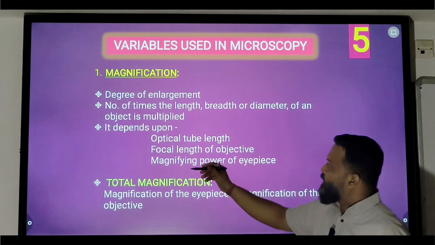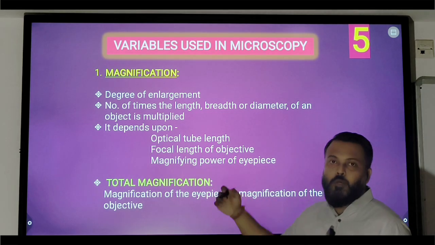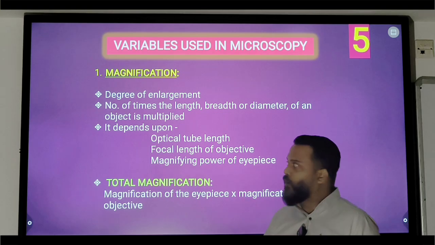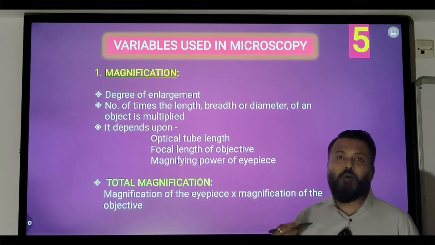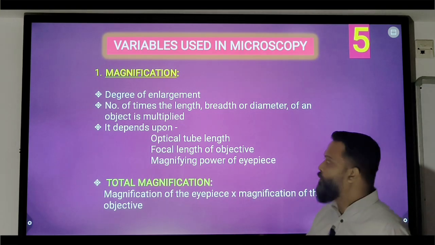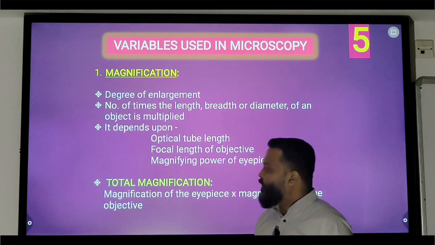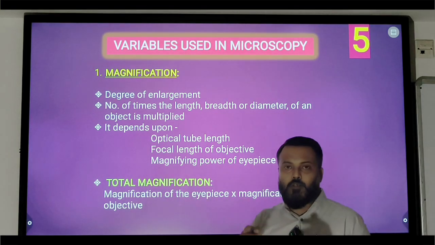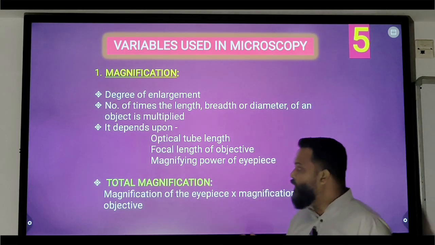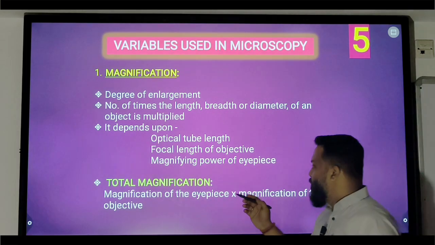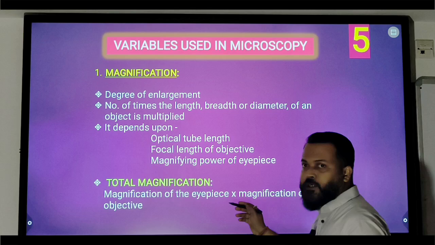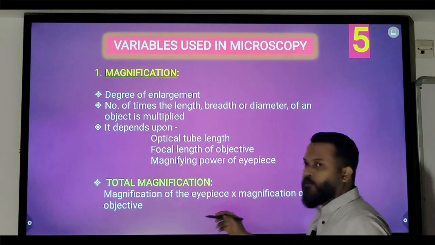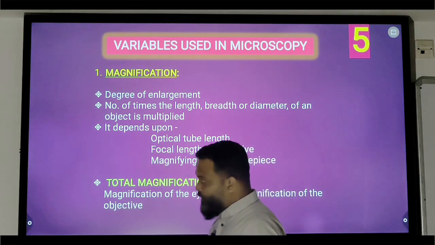These are the three major factors which are responsible for a better quality magnified image that you will be able to visualize. Now if we want to define the total magnification of a particular microscope, we have to multiply the magnification of the eyepiece lens by the magnification of the objective lens.